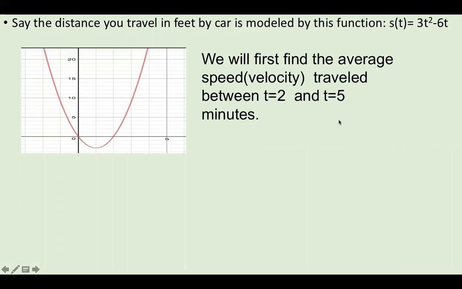And one of the questions you might be asked in today's task is what is the average speed/velocity traveled between t equals 2 and t equals 5 minutes. So it looks like t is in minutes. Okay. So 2 minutes. So this is 1, 2, 3, 4, 5. So here's 2 minutes, and 5 minutes is over here, but it looks like my graph kind of goes off. I cut it, but it should be somewhere up there.